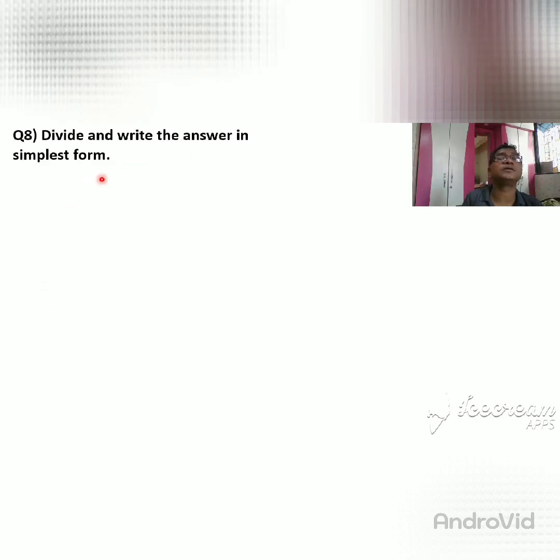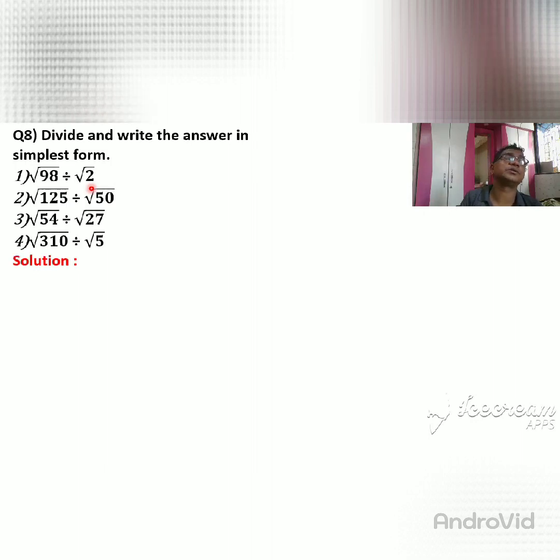Then see another problem, that is problem number 8. Divide and write the answer in simplest form. Root 98 divided by root 2. Then another problem is given to us. So I solve the first problem here, root 98 divided by root 2. Here the order is 2, and here the order is 2, because in the root sign no number is there, so the order is 2. So root 98 divided by root 2. Root 98 is factorized in such a way that a perfect square number can be obtained.